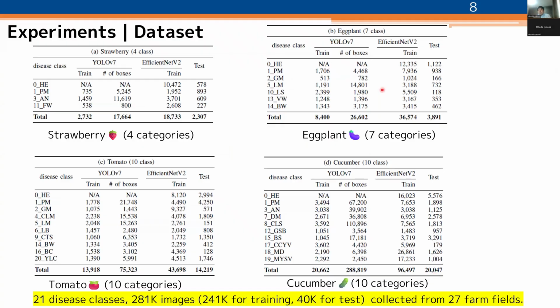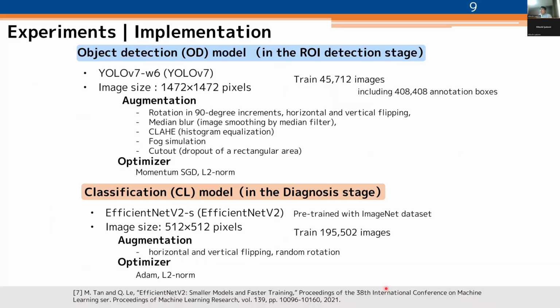Here, we conducted experiments using a total of 281,000 images, in which 240,000 were for training and the rest for testing. These images were collected from 27 farm fields. And for implementation, we use YOLOv7-W6 as the object detection model, and EfficientNetV2 pre-trained with an image dataset as the classification model, and augmentation and optimizers are shown like this.